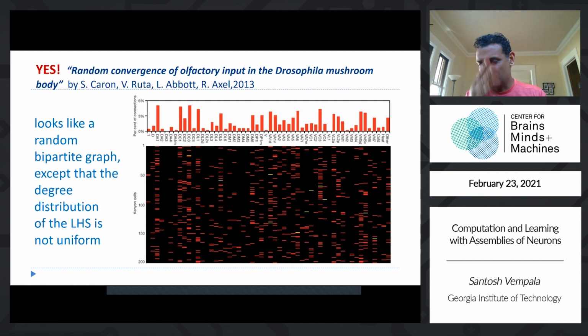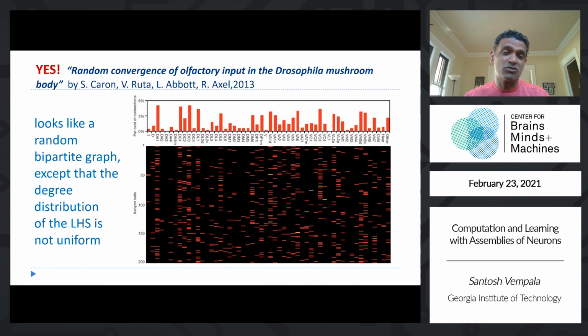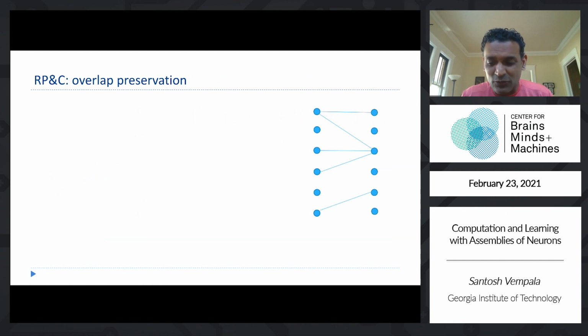So some of the neurons that come in, the 50 neurons, have higher degree and some have lower degree. But conditioned on that, it looks up to low order statistics, random. Okay, so that's the process. Now, why is this any good? What are we doing here?